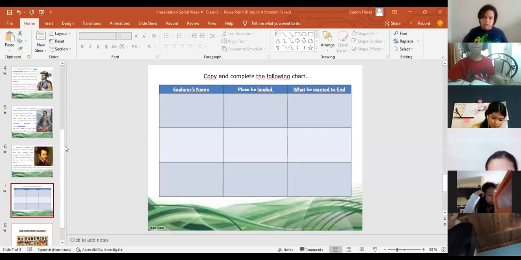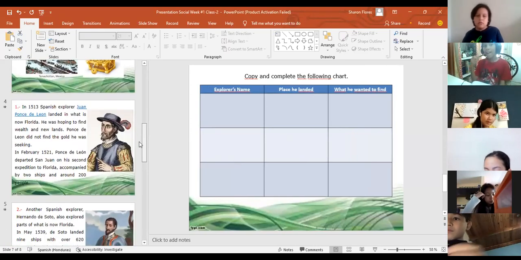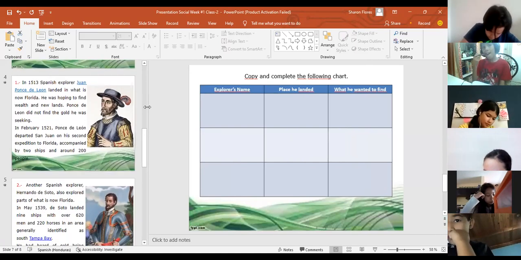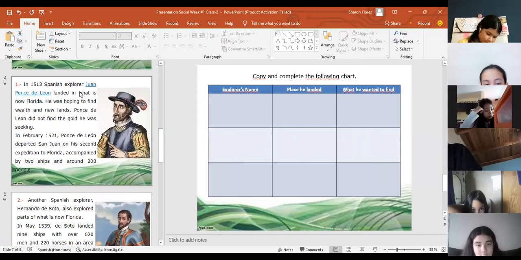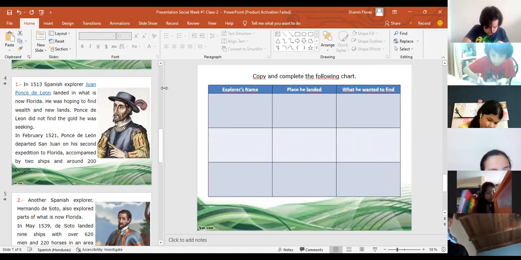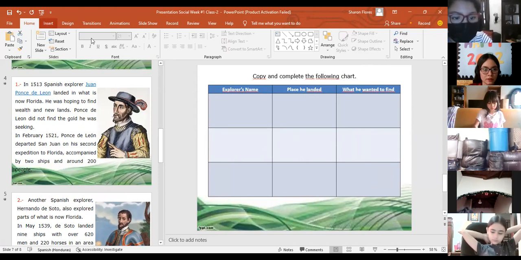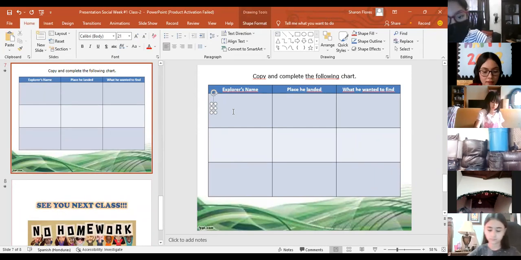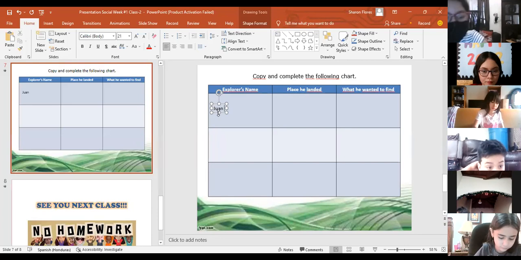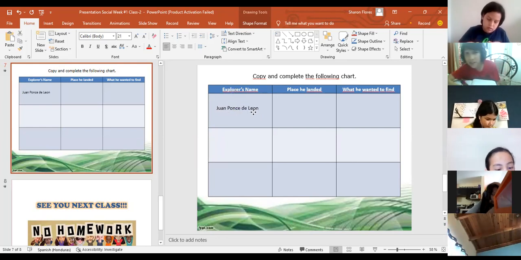Yes, you need to complete this information on the chart. For example, number 1, here I have number 1, that is Juan Ponce de Leon. I don't know if you can read those letters. You can read the letters, class, that are on this slide. Yes, okay. We have to copy in the chart. For example, number 1, I'm going to help with number 1. So just let me insert a text box. Okay, number 1, what is the name? Juan Ponce de Leon, right? Yes, Miss. Juan Ponce de León. That is the name of that boy, Juan Ponce de Leon.